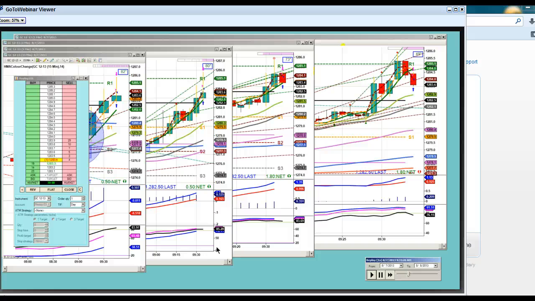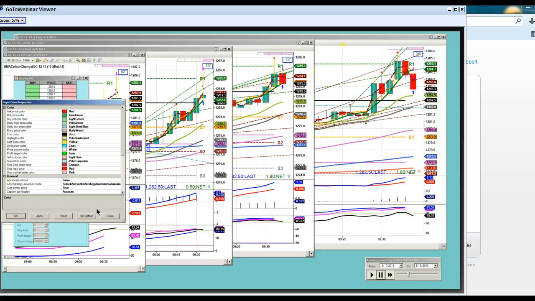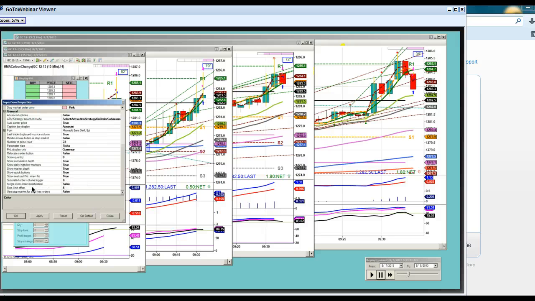How do you get the bid and the ask buttons? You simply right-click on your dome, and you go to Properties, and it says Show Quick Buttons. Show Quick Buttons, set it to True.